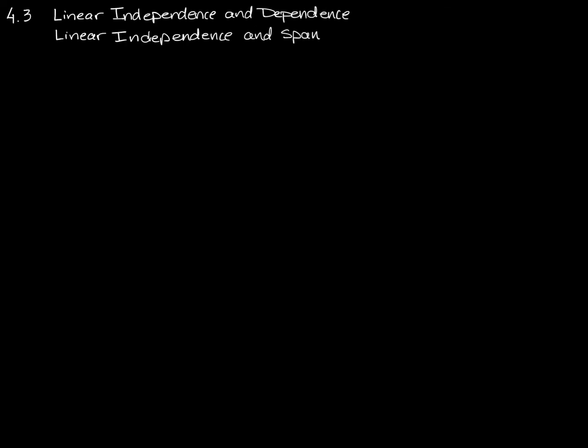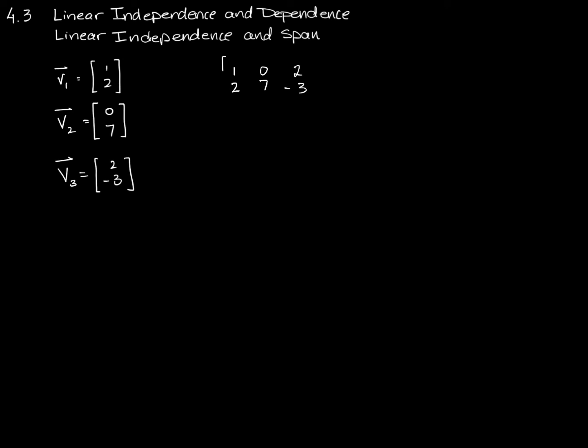It turns out that the minimal spanning set of a vector space is the pivot columns in a matrix. Here are 3 vectors. If I make a column matrix out of these vectors, I'll get something that looks like this: 1, 2, 0, 7, and 2, negative 3. And if I then row reduce this matrix, I'll take negative 2 times row 1 and add it to row 2. That'll put a 0 in this first position in row 2. So I'm going to replace row 2 with that.